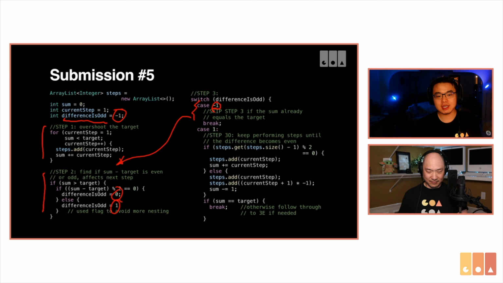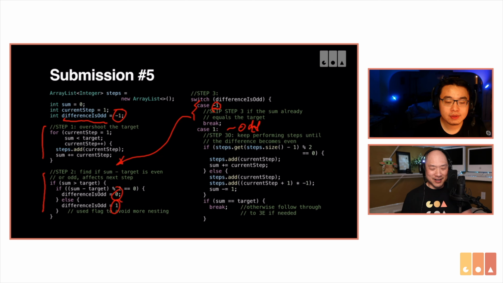Okay, so then we can continue into case 1. So case 1 is basically checking if it's a... Sorry, my scribble there is supposed to be odd. Yeah.